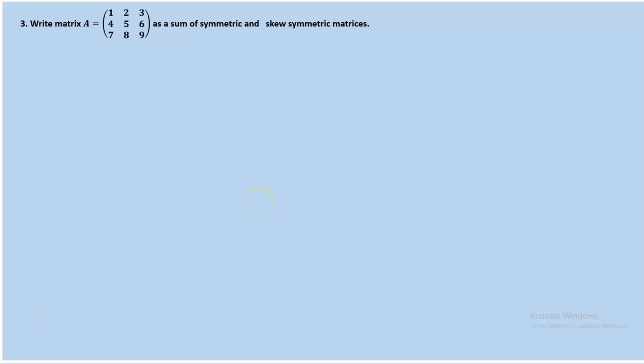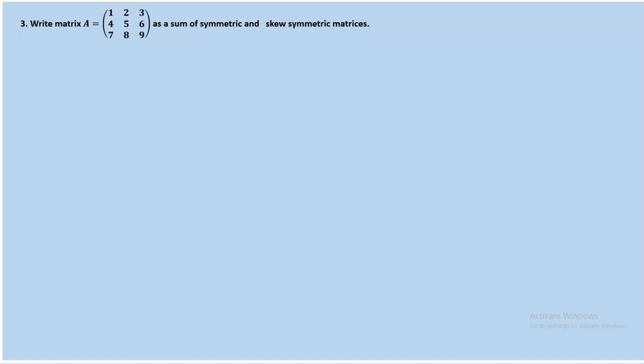Okay, students, now let's proceed. We're coming to question number 3, and it is about writing the given matrix, a square matrix, as a sum of symmetric and skew-symmetric matrices. So you are given this matrix A. Let's see how we can write this matrix A as a sum of symmetric and skew-symmetric matrices.